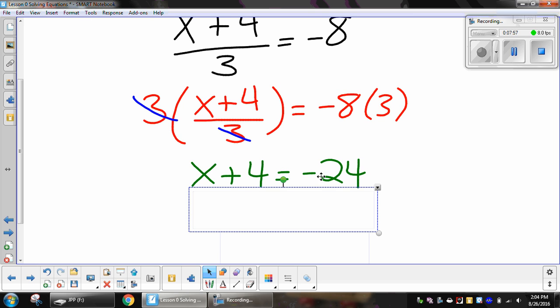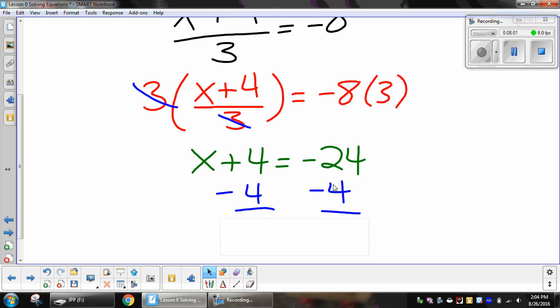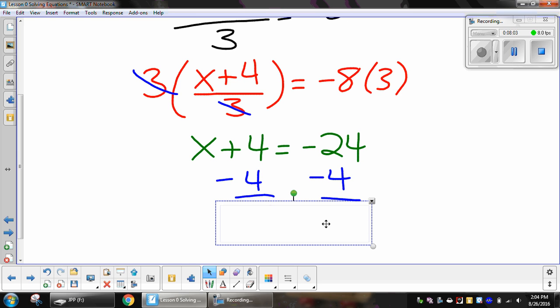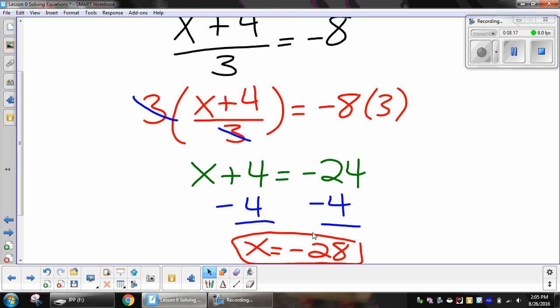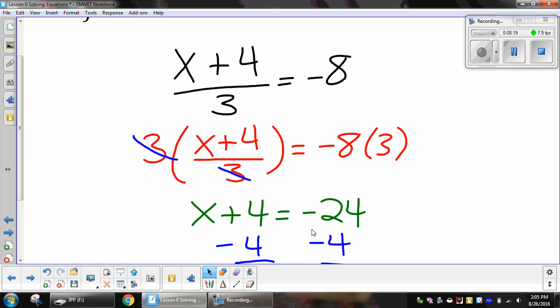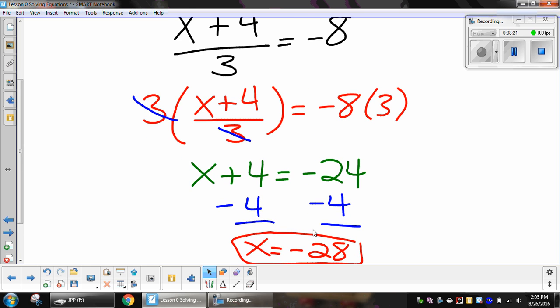I'll subtract 4 from both sides because that's a plus 4 on the left. And this is where you need to be a little bit careful when we have negatives hanging out with each other. Negative 24 minus 4 is negative 28. So again, if you made a mistake, if you didn't get negative 28, see if you can find somewhere in my work, compare it to your work, and see if you can find the mistake.